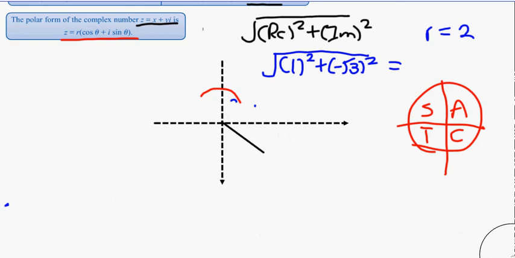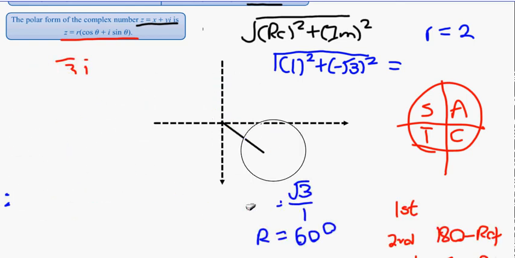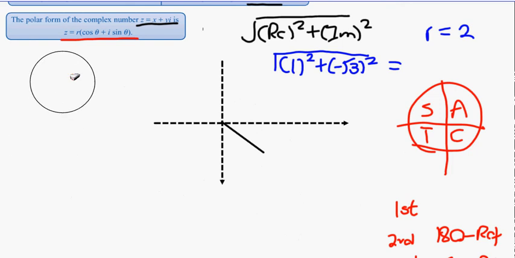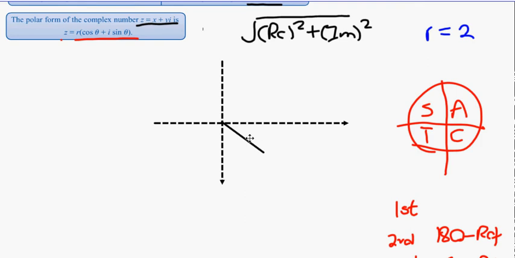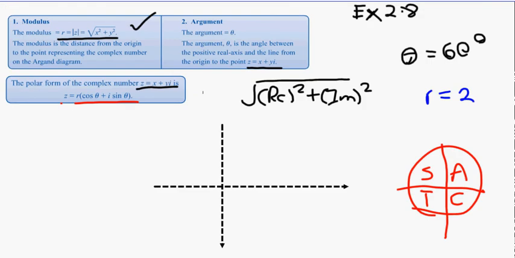So, moving on. What we're going to do is we're on to the next part now. And the next question is going to be number 11. So, number 11 is minus 4 root 3 minus 4 root 3 i. That's what z is. So minus 4 is left 4, minus 4 root 3 down is probably down here somewhere.